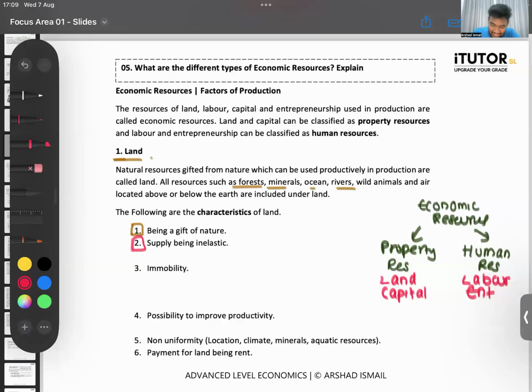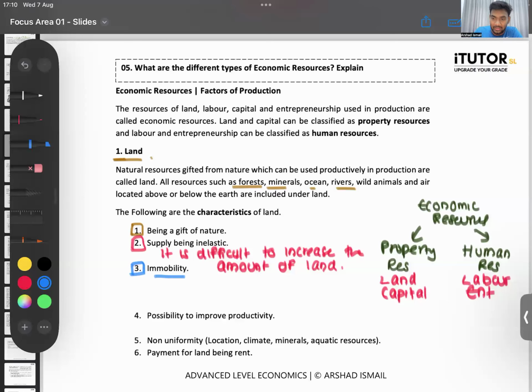Supply being inelastic. What does that mean? It is difficult to increase the amount of land. It's not perfectly inelastic or perfectly fixed. You can, but it's difficult. For example, something like trees, you can increase, right? You can increase, but it's difficult. That is what it means. Then characteristic number 3, immobility. What is that?